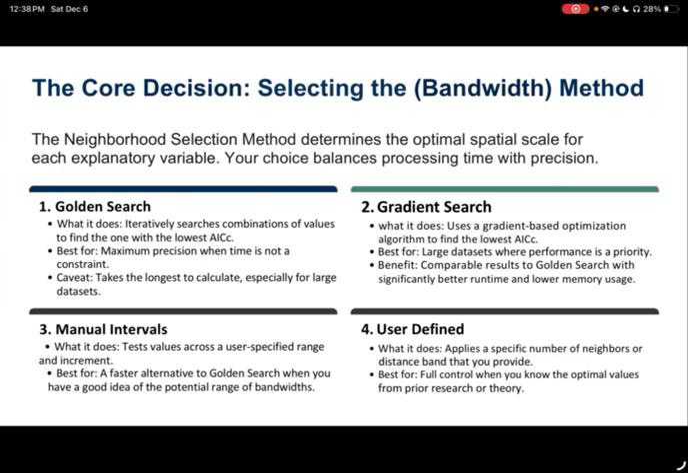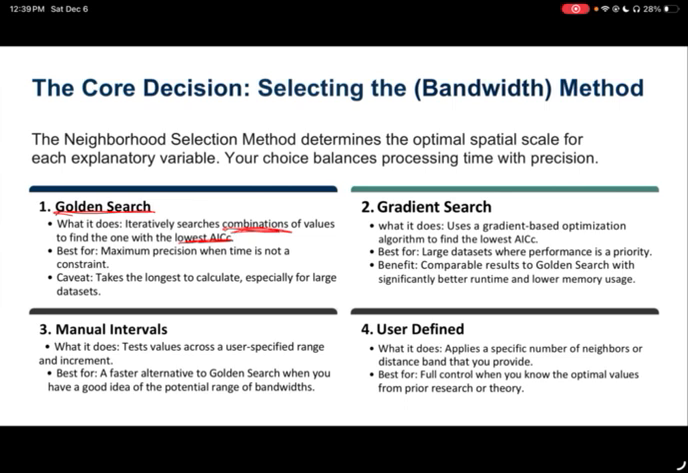The first method is golden search bandwidth. In golden search, it uses iterations and searches combinations of bandwidth values, and it will try to find the lowest AIC based on these combinations of bandwidth values. So the benefit of this is, of course, that it will maximize the model accuracy, but the disadvantage in here is that it takes the longest time, especially if you have larger datasets.